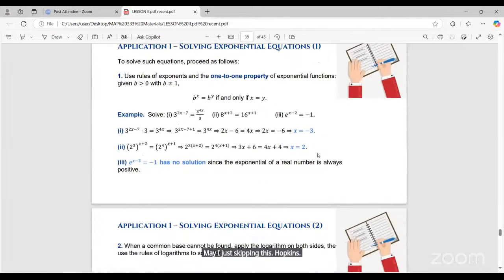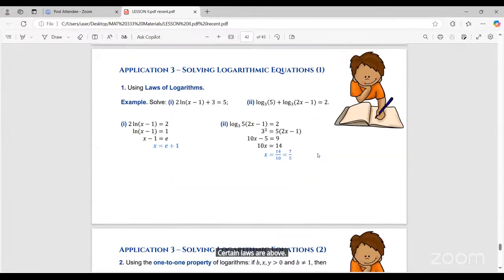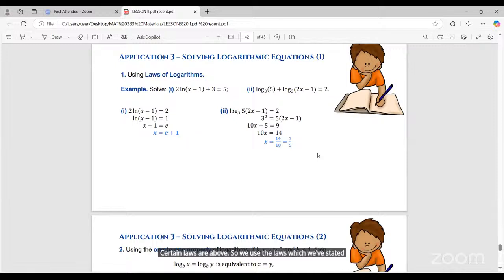We stated the laws above. So we use the laws which we've stated above to solve some of these examples. We say 2 ln (x minus 1) plus 3 equals 5. And we have the second example too. 2 ln (x minus 1) equal to 2, and ln (x minus 1) equal to 1, so x minus 1 equals e, x equals e plus 1. We also check the second example.